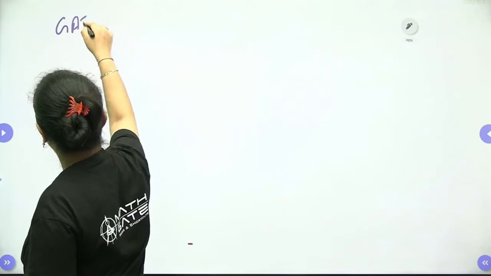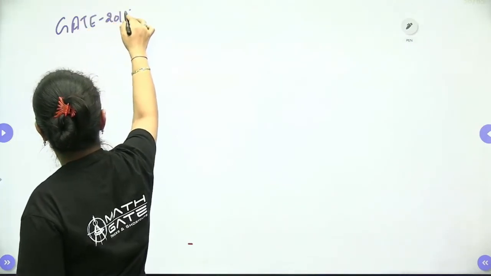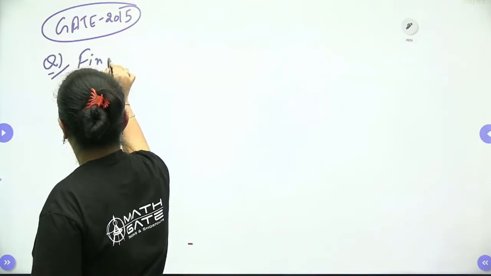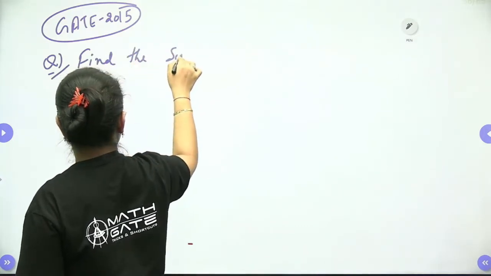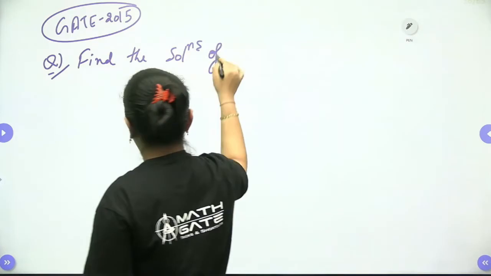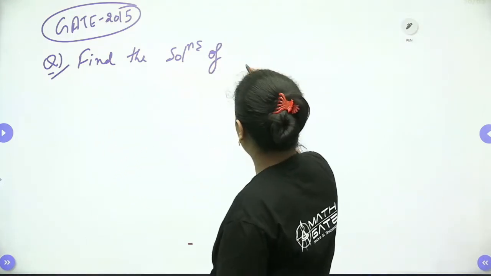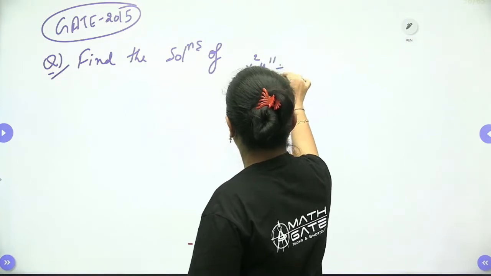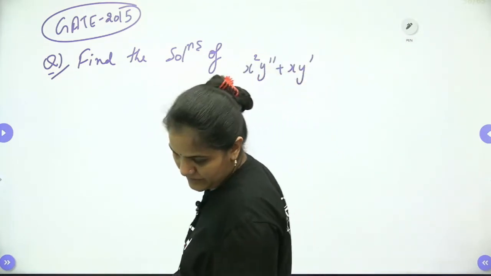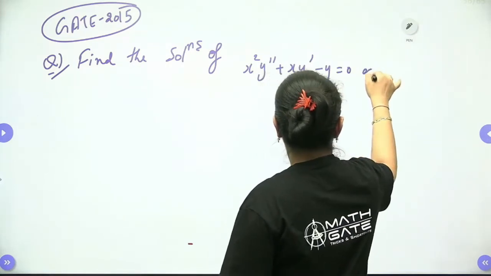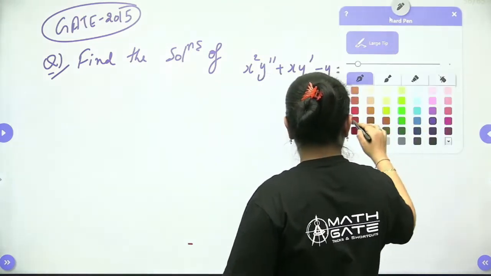GATE 2015 question. Find the solution of x square y double dash plus x y dash minus y is equal to 0. We are having options also.